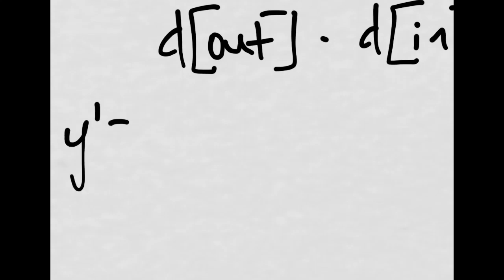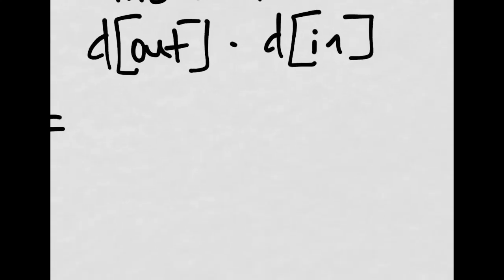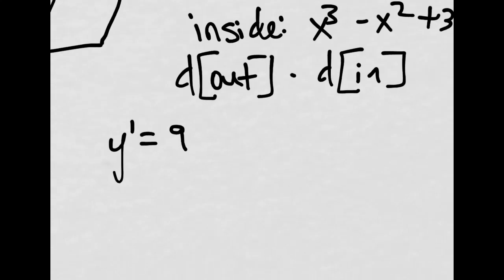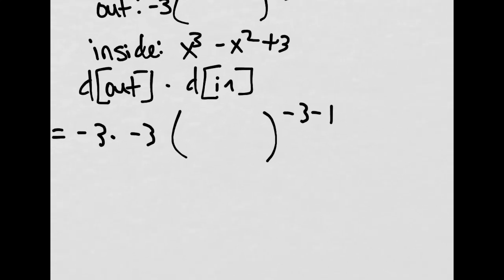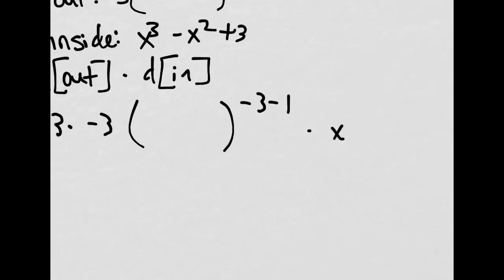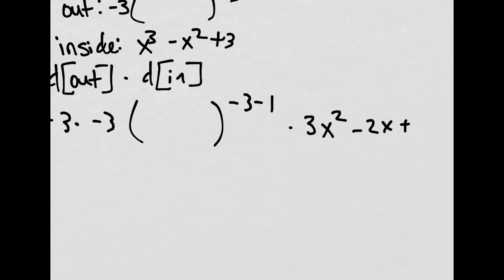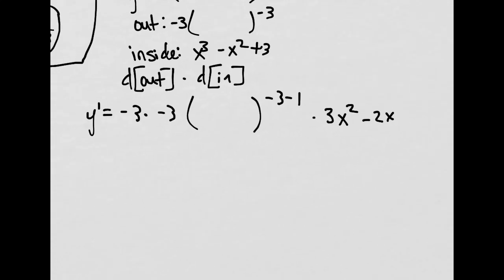So y prime, derivative of the outside is going to be 9, because you have to pull that negative 3 out front. Let's just write down every step. Negative 3 times negative 3. Then subtract negative 3 minus 1 times the derivative of the inside, which is going to be 3x squared minus 2x plus 3. Nope, we dropped the 3 because it goes to 0.